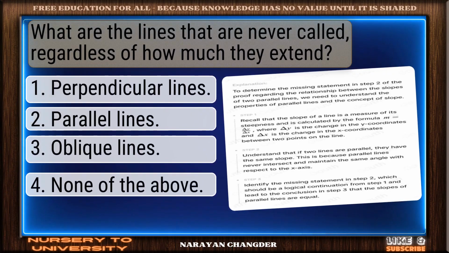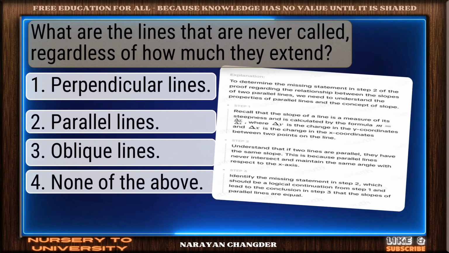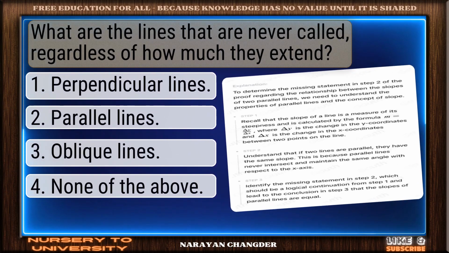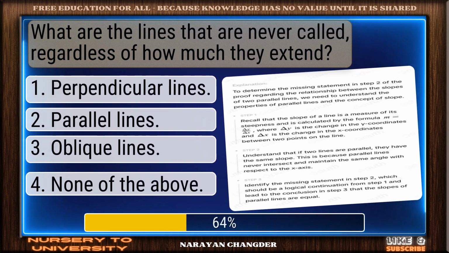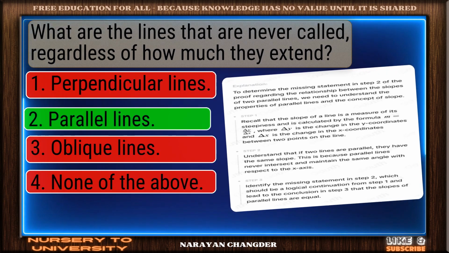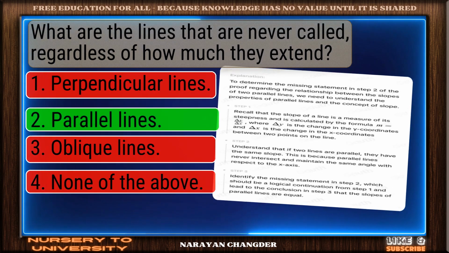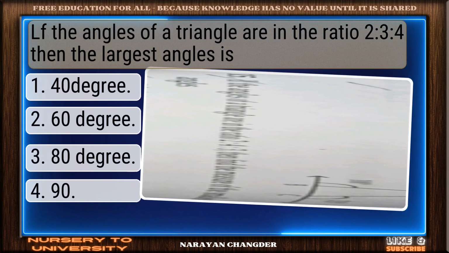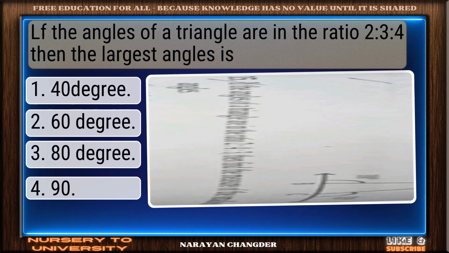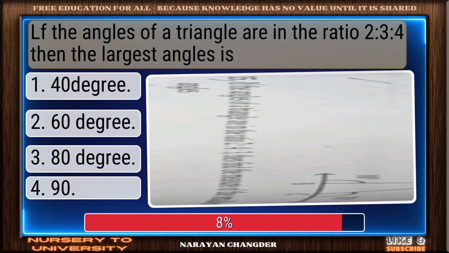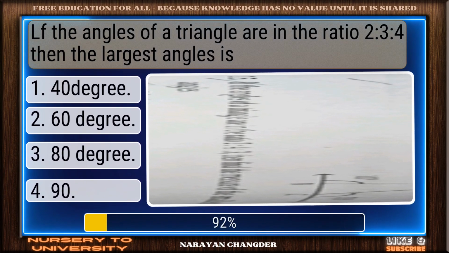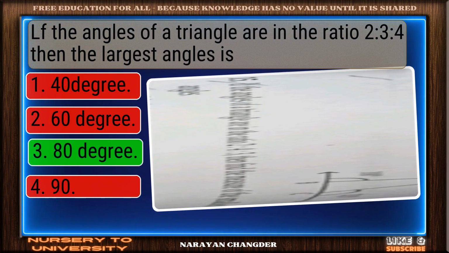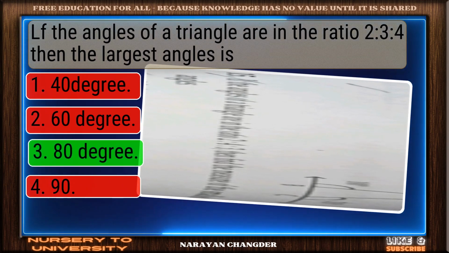Question number 65. What are the lines that never meet, regardless of how much they extend? Right again. Parallel lines is a valid answer. Question number 66. If the angles of a triangle are in the ratio 2, 3, 4, then the largest angle is? Nice work. You chose 80 degrees and it is correct.